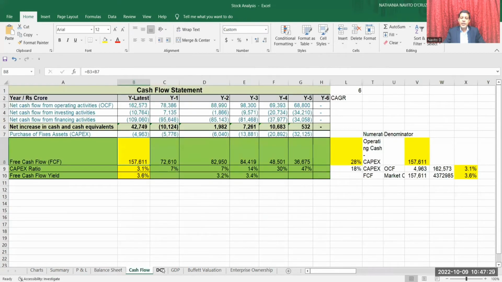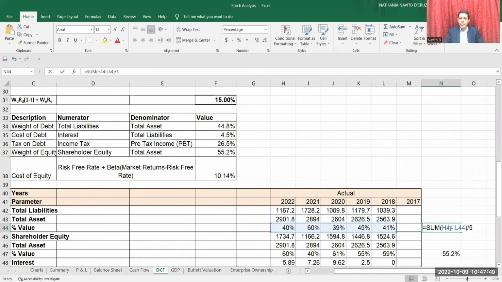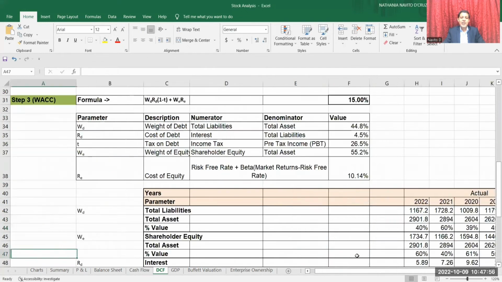So once we take the total assets, we take the percentage value: we divide the total liabilities by the total assets. As we see here, we take the liabilities and divide it by the total assets to get the percentage. Once we get the percentage, we take the average value for all the years, divided by 5, and this is the average value which we get. Once we have this, then we calculate the weight of equity.